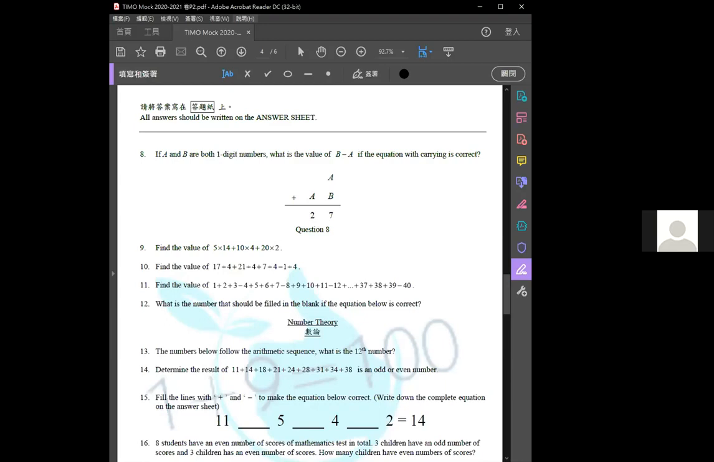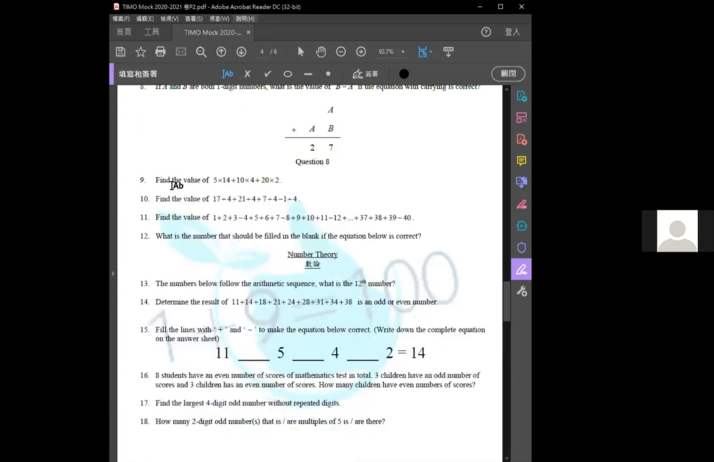Because sometimes they will try to trick you. Sometimes the question itself is not difficult, but it tries to trick you. So that goes to question 9. For question 9, I think this one is just testing your calculation skills. As long as you know how to multiply, and as long as you know how to add it together, you find the answer.